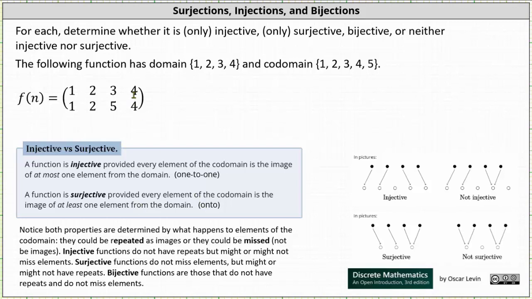But the given function is injective because every element of the codomain is an image of at most one element from the domain. The elements 1, 2, 4, and 5 from the codomain are all images of one element from the domain, and the element 3 from the codomain is an image of 0 elements from the domain, or is not an image at all, and therefore it does satisfy the definition for an injective function. This function is only injective.